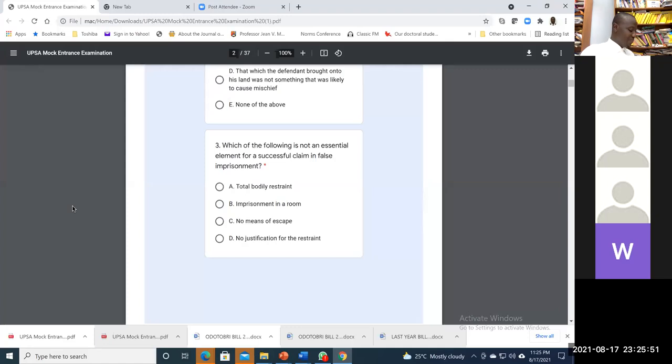Oh, you're not with me. Okay, so if you look at Professor Ofese's nice work, the law of tort in Ghana, he defines false imprisonment as, quote, the unlawful imposition of restraints on.